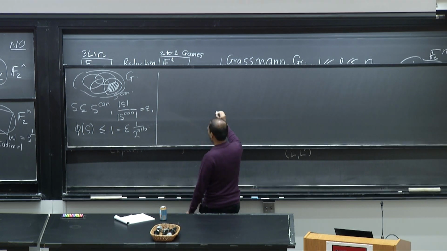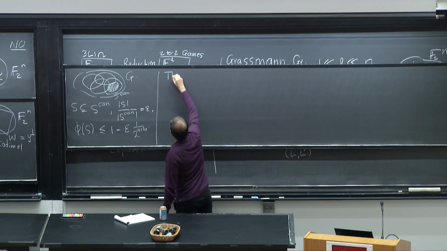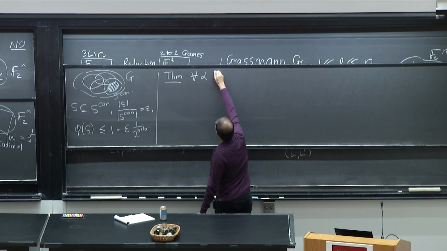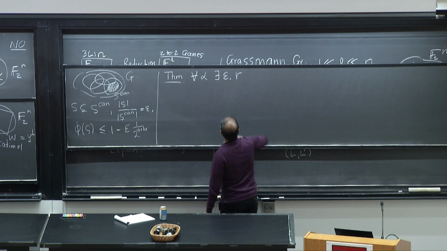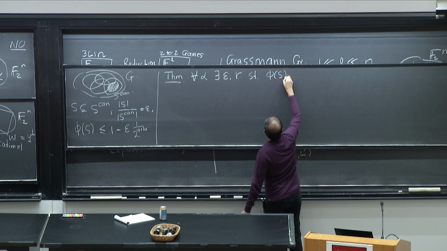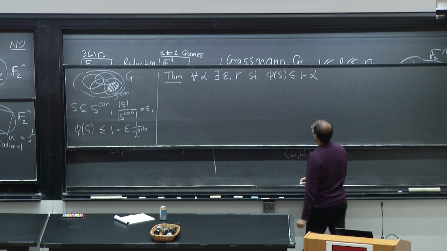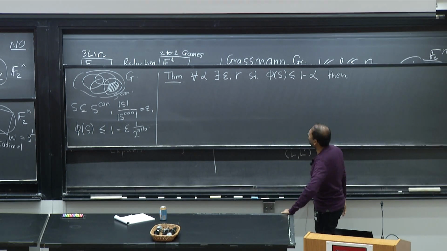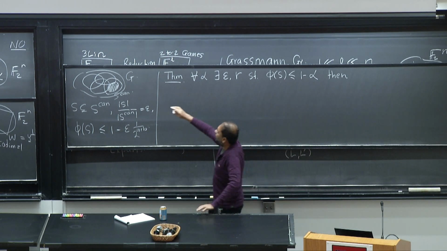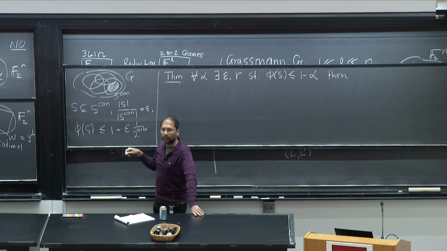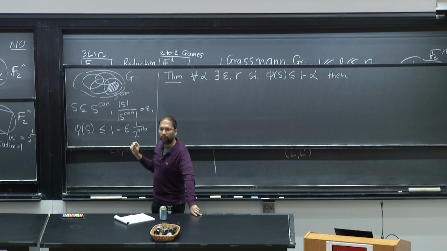So let me state the theorem. For every constant alpha, there is an epsilon and an integer r, such that the following happens. If the expansion of a set is strictly below 1, then what can you say? What we are going to say is that in this case, there is some canonical set inside of which the given set has constant density. Okay.